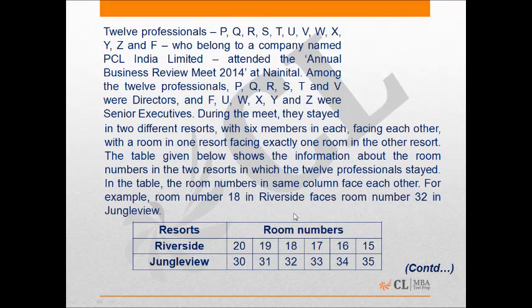In fact, the two resorts are opposite to each other on the two sides of the road, and each room was facing one room of the other resort. They were facing in a manner, for example, room number 18 of Riverside was facing room number 32 of Jungle View, room number 19 of Riverside was facing room number 31 of Jungle View, and so on.